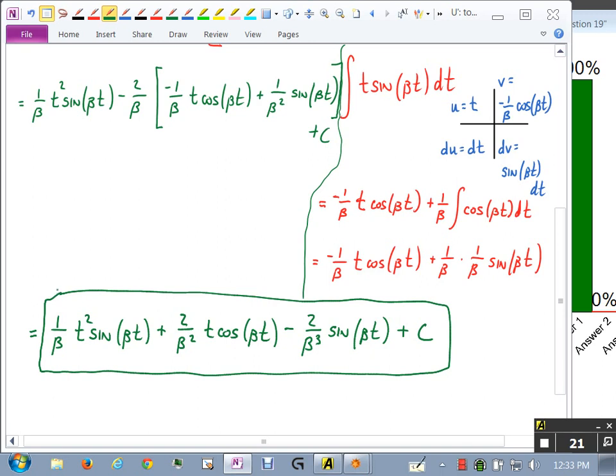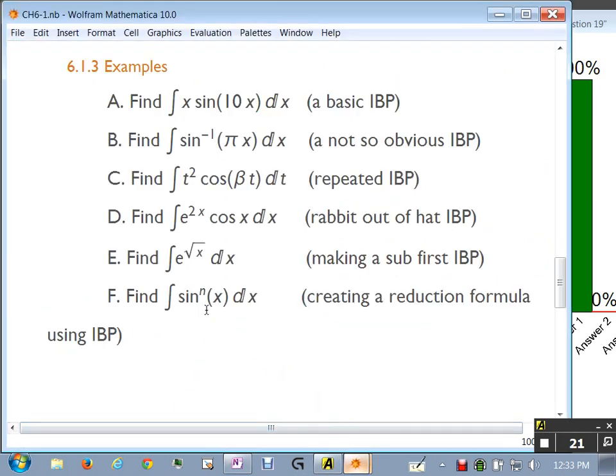Repeated integration by parts. Imagine if that had started out as t cubed in the very beginning instead of t squared. You'd have to do it 3 times, right? Yes. That's going to be what we call a reduction formula. And that is going to be something like this. I'll show you, but not yet. Okay, we're not going to have time today for it.